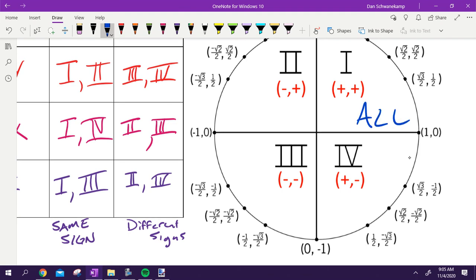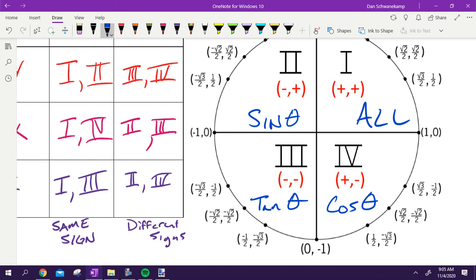All of them. Everything is positive in the first quadrant because your X's and Y's are both positive. Which trig function is going to be positive in your second quadrant? Just sine. I'm just talking about the base ones. So sine is the only one that is positive in the second quadrant. What's the only thing that's going to be positive in the third quadrant? Tangent. Tangent's the only one that's positive. And which one's going to be positive in the fourth quadrant? Cosine.